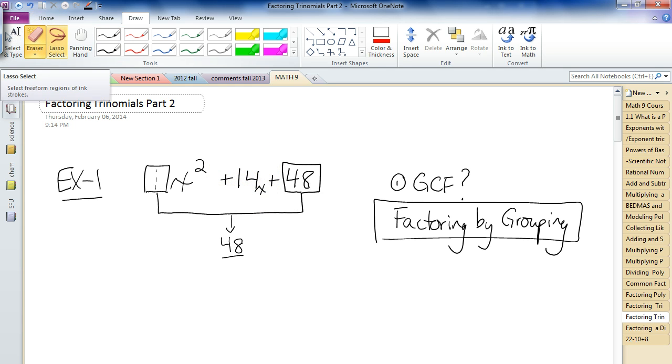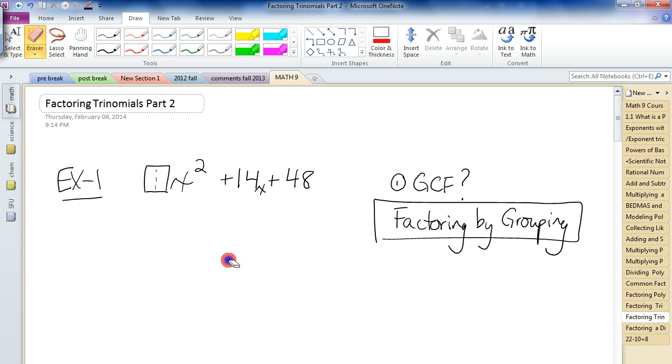Now, most of you are thinking, hey, this sounds just like the other lesson, and it pretty much is. So they have to multiply to give us 48, add to give us 14. 1, 48, 2, 24, 3 and 16, 4 and 12, 6 and 8. And after that, you just get the reflections of those. Well, which of these add to give us 14? Not that one, not that one, not that one, not that one. This one, 6 plus 8.